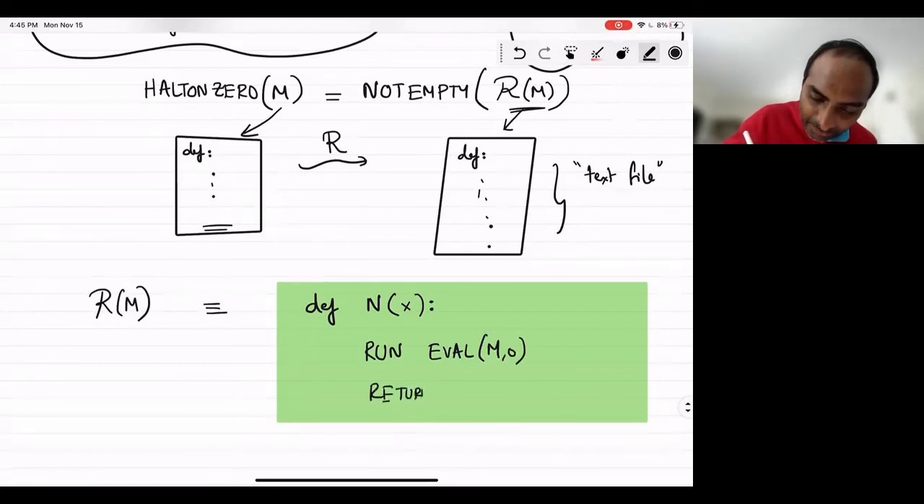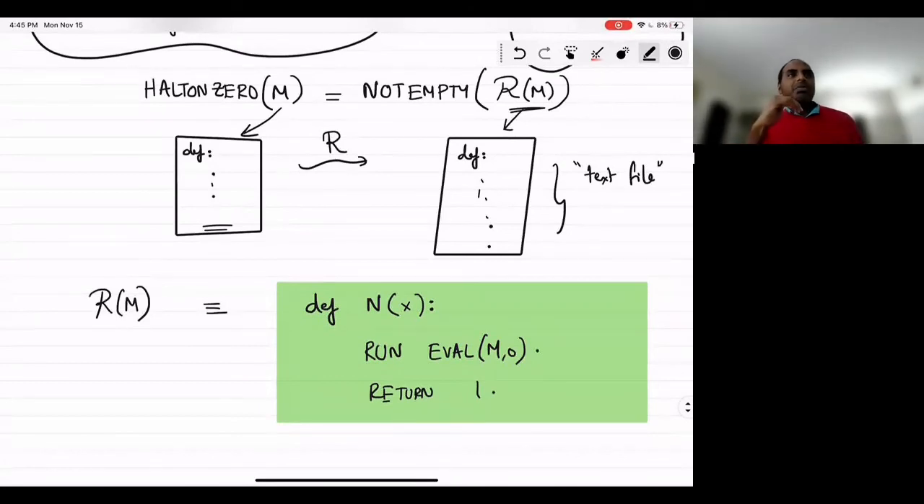Okay, and then it says return 1. And remember, when I say it runs M on 0, we're not really executing it. It writes down the code, the instructions corresponding to this. So no one is executing M on 0 here. I'm just writing down a program with these instructions in it.